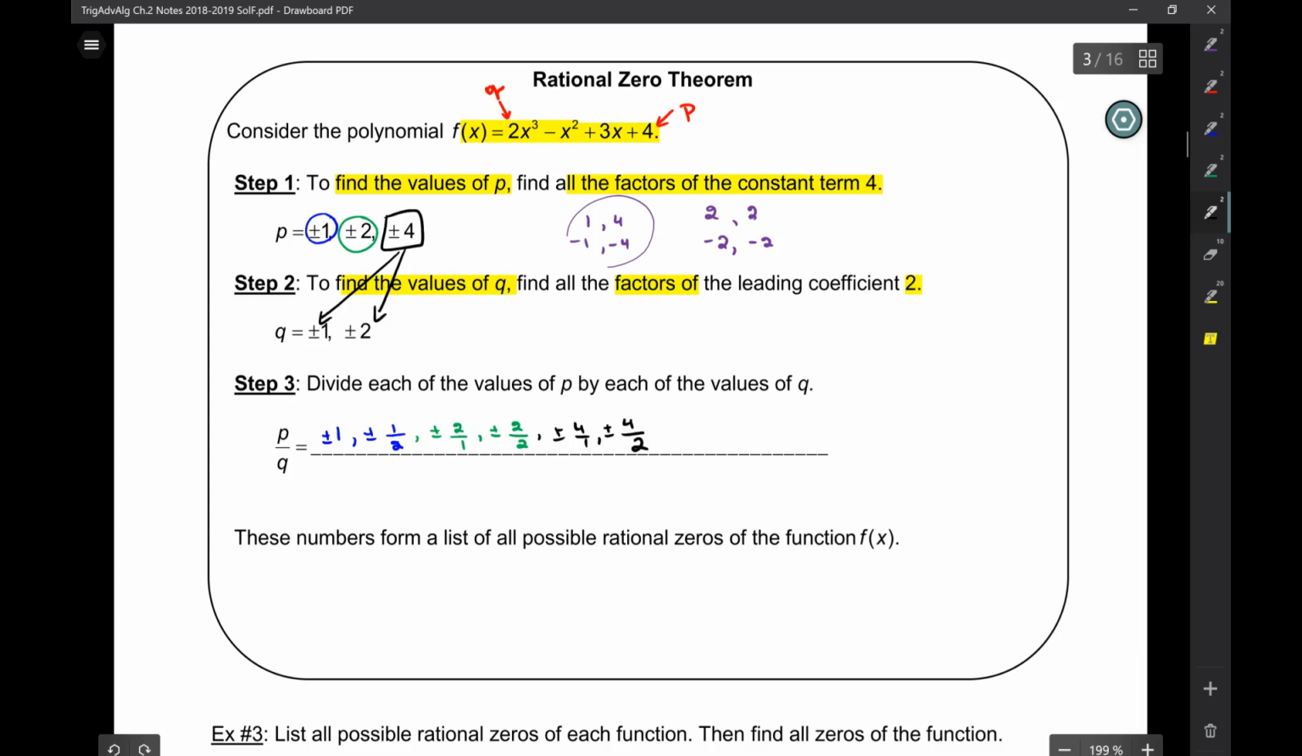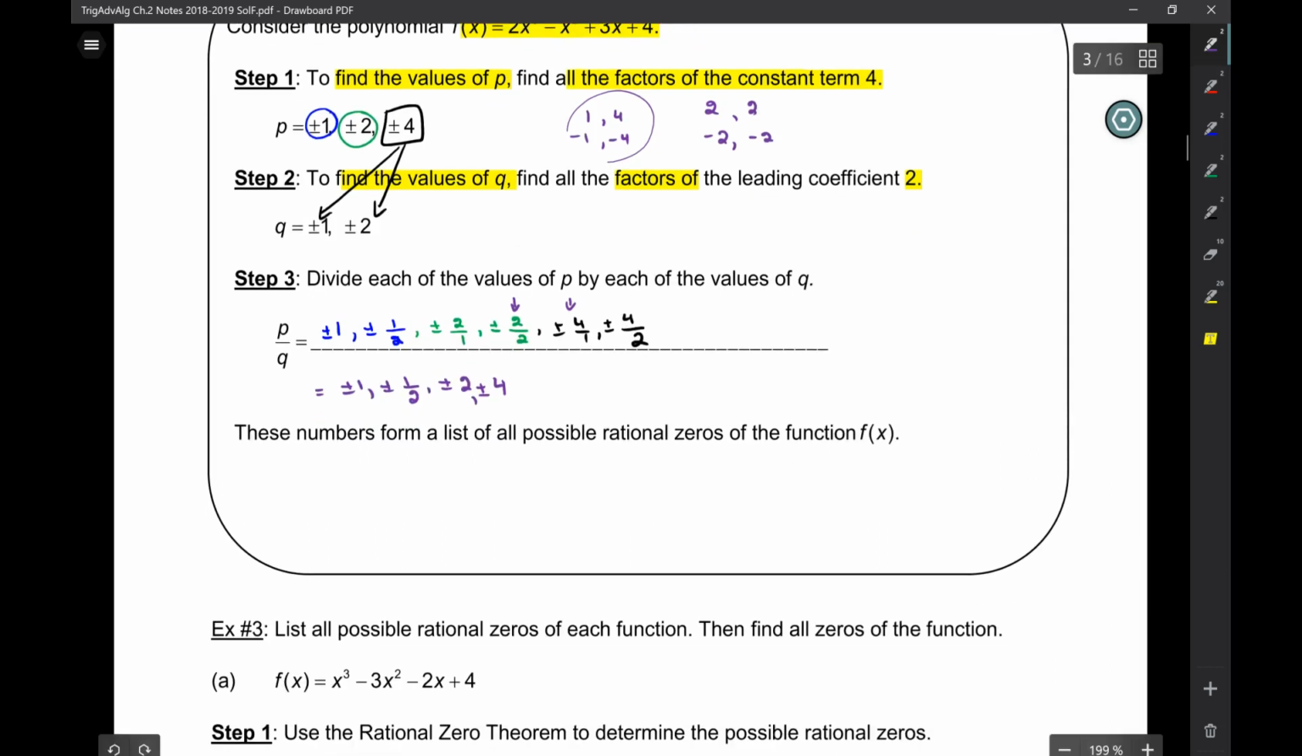Now, when you do that, you have to simplify, okay? Here, this gives me a 1. This gives me a half. The next one gives me a 2. Now, what does this give me? 1. Did I already write 1? I don't have to repeat it. This gives me a 4. What about the last one? Gives me a 2, which I already have, so this is it. I'm done. All right? So these numbers form a list of all possible rational zeros of the function f of x.